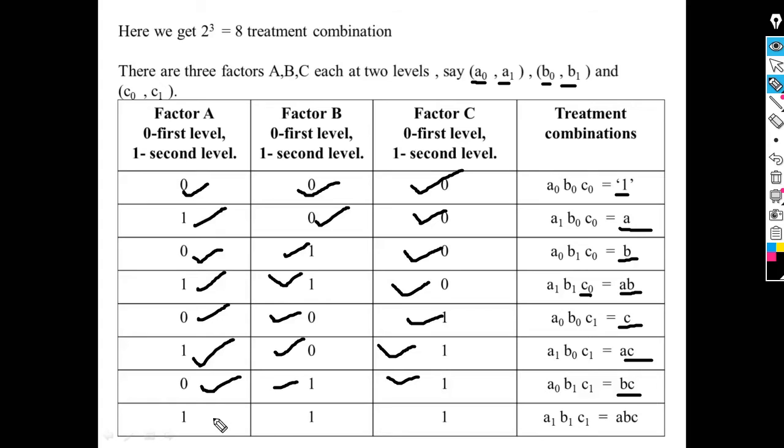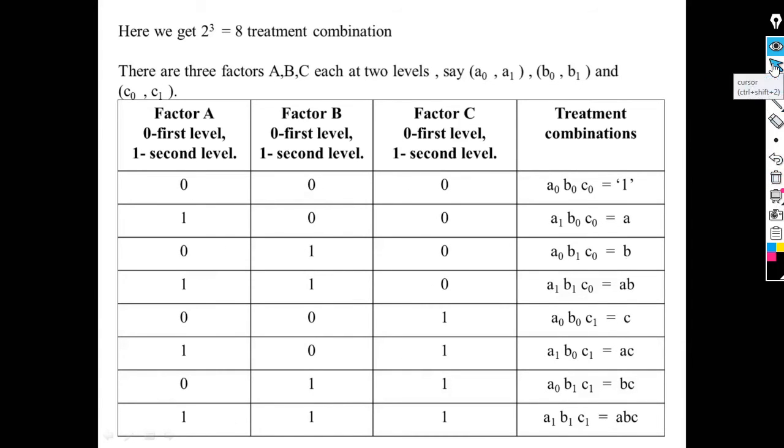And the last treatment combination is factors A, B and C all at second level. So we get A1, B1, C1, and it can be written as ABC. This ABC treatment combination indicates that all factors are at second level. So these are the 8 treatment combinations which we get in a 2 cube factorial experiment.